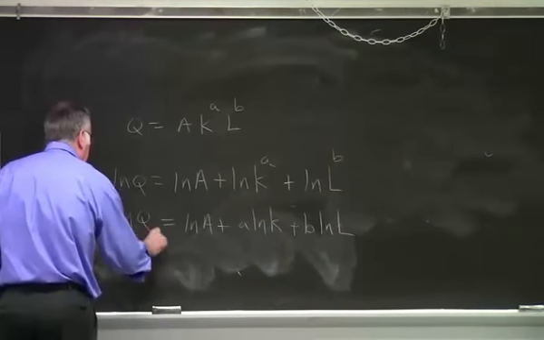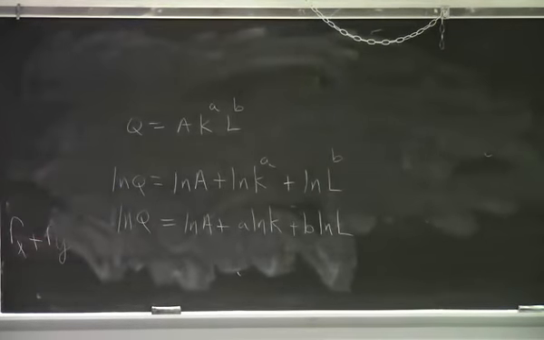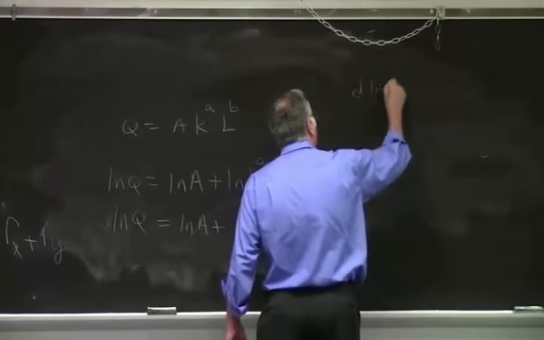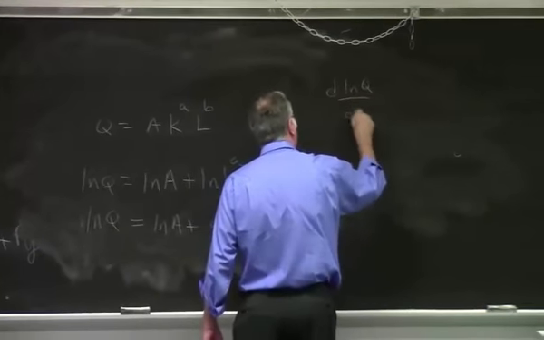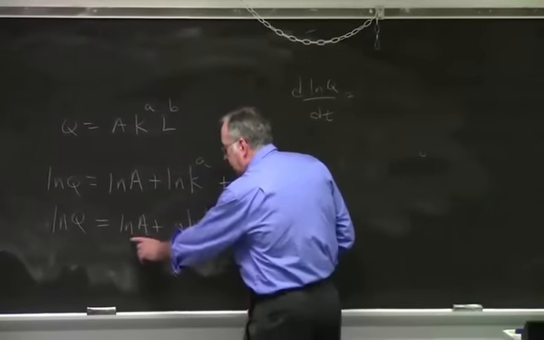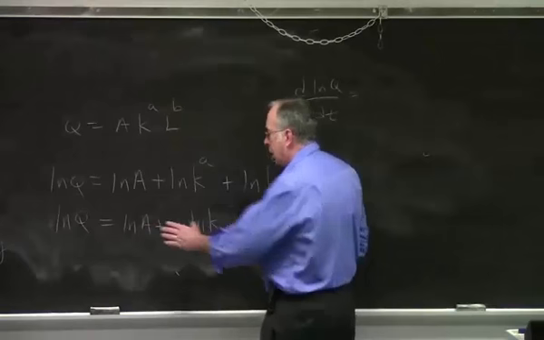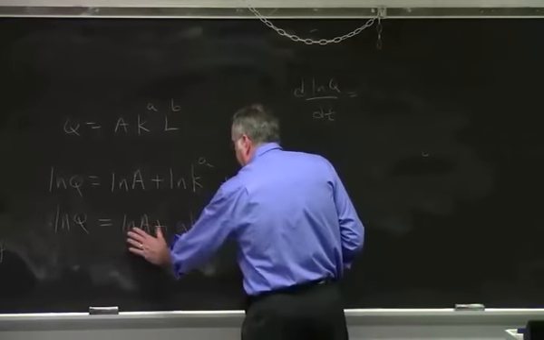Next, if we're interested in getting the growth rates, yeah, just take the derivative of both sides with respect to time. And then we get d log Q dt. And this, you're right, Jay, this is just a constant. Capital A is just a parameter. So log A is just a constant. So its derivative is 0.